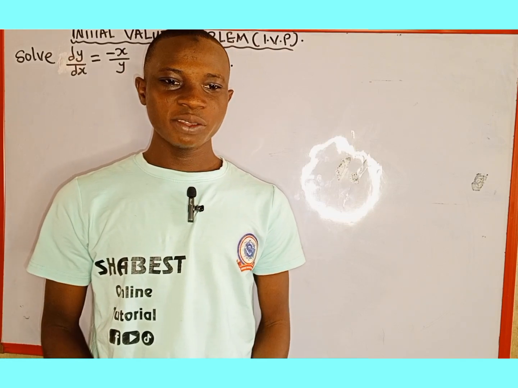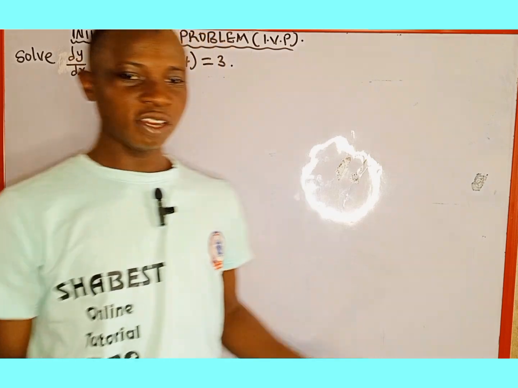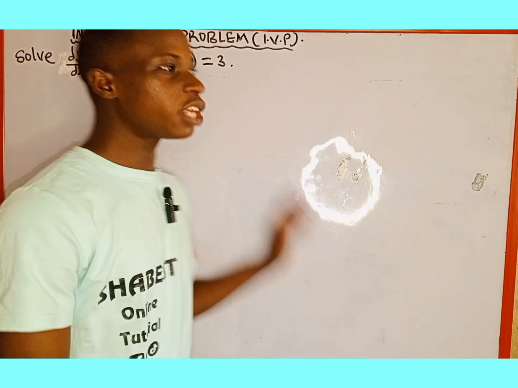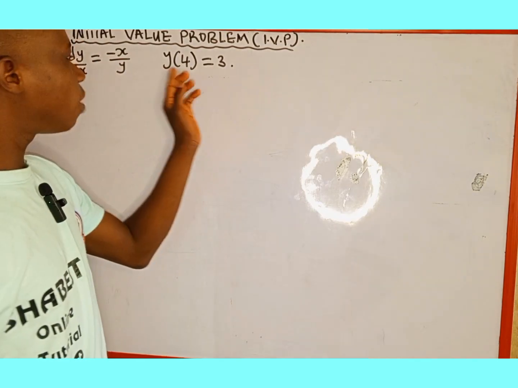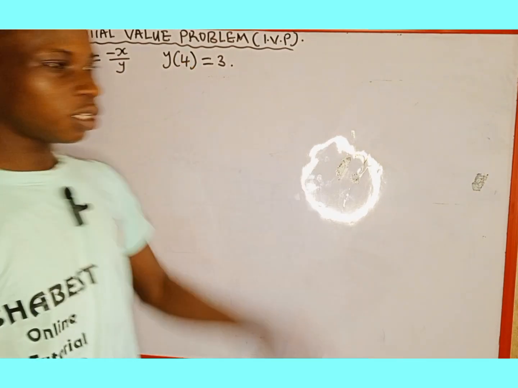In today's tutorial, we're going to learn how to solve this initial value problem given the differential equation dy/dx equals minus x over y. Then the initial value problem is y of 4 is equal to 3.